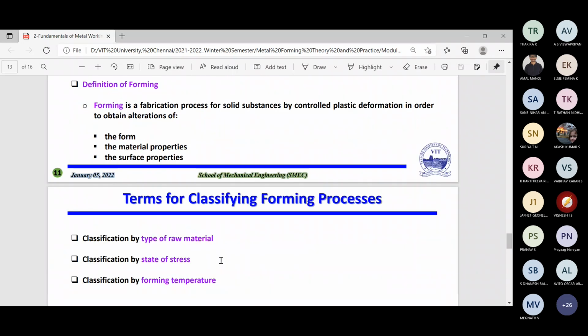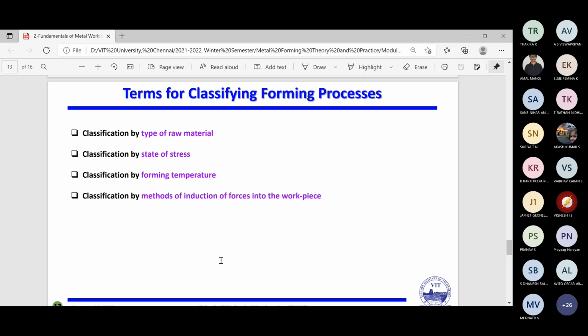So if you have understood forming clearly, is it clear in the forming process? Maybe I will take another 3-4 minutes. Okay, so there are actually some terms. Whenever you are classifying the type of raw material, you can also classify by the state of stress, the forming temperature, and the methods of induction of forces into the workpiece. So depending upon that, you can classify accordingly.